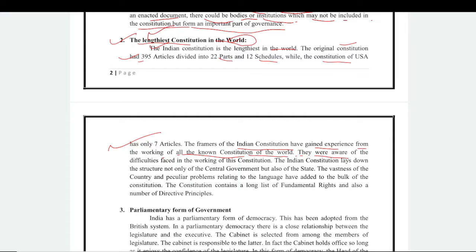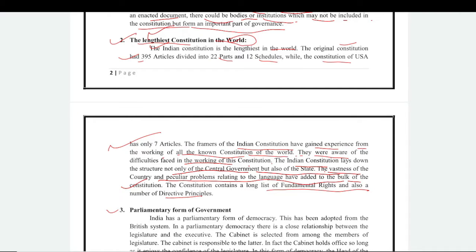They were aware of the difficulties faced in the working of the constitutions. The Indian Constitution laid down the structure not only of the central government but also of the states. The vastness of the country and peculiar problems related to language have added to the bulk of the Constitution. The Constitution contains a long list of fundamental rights and also a number of directive principles.